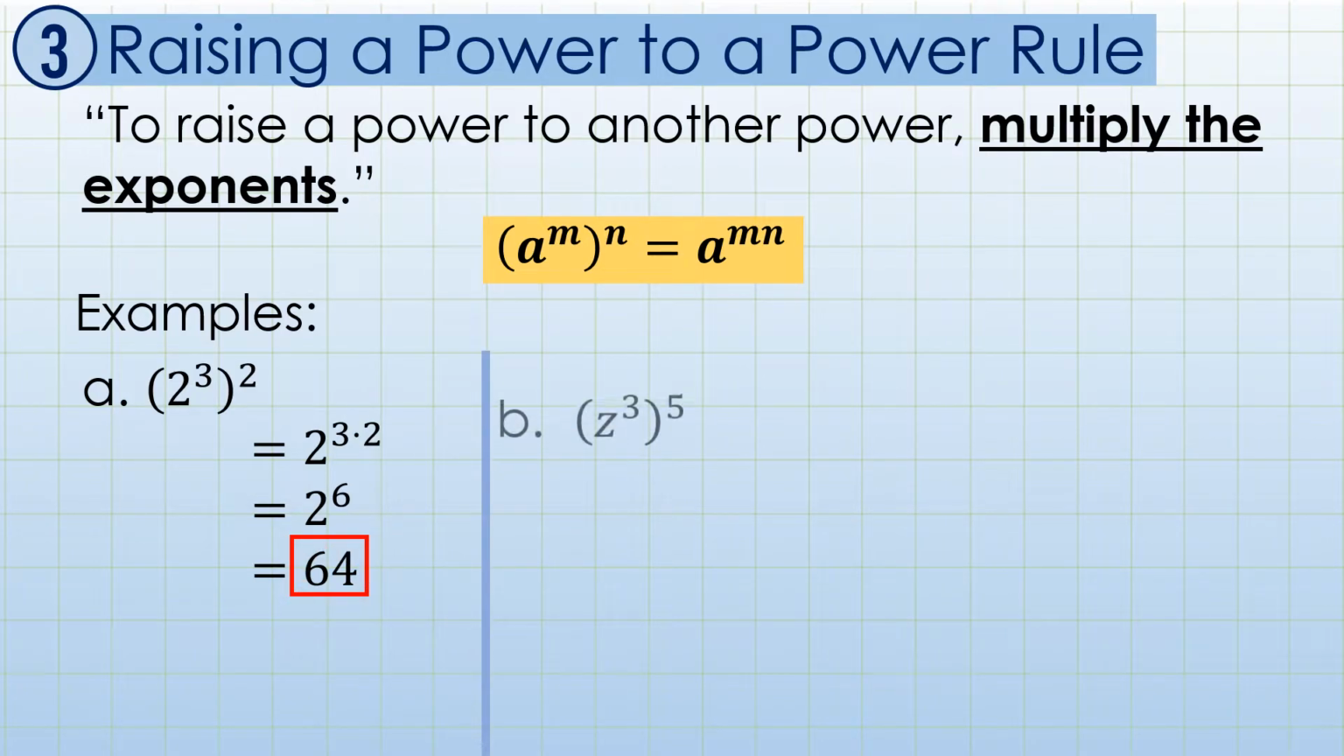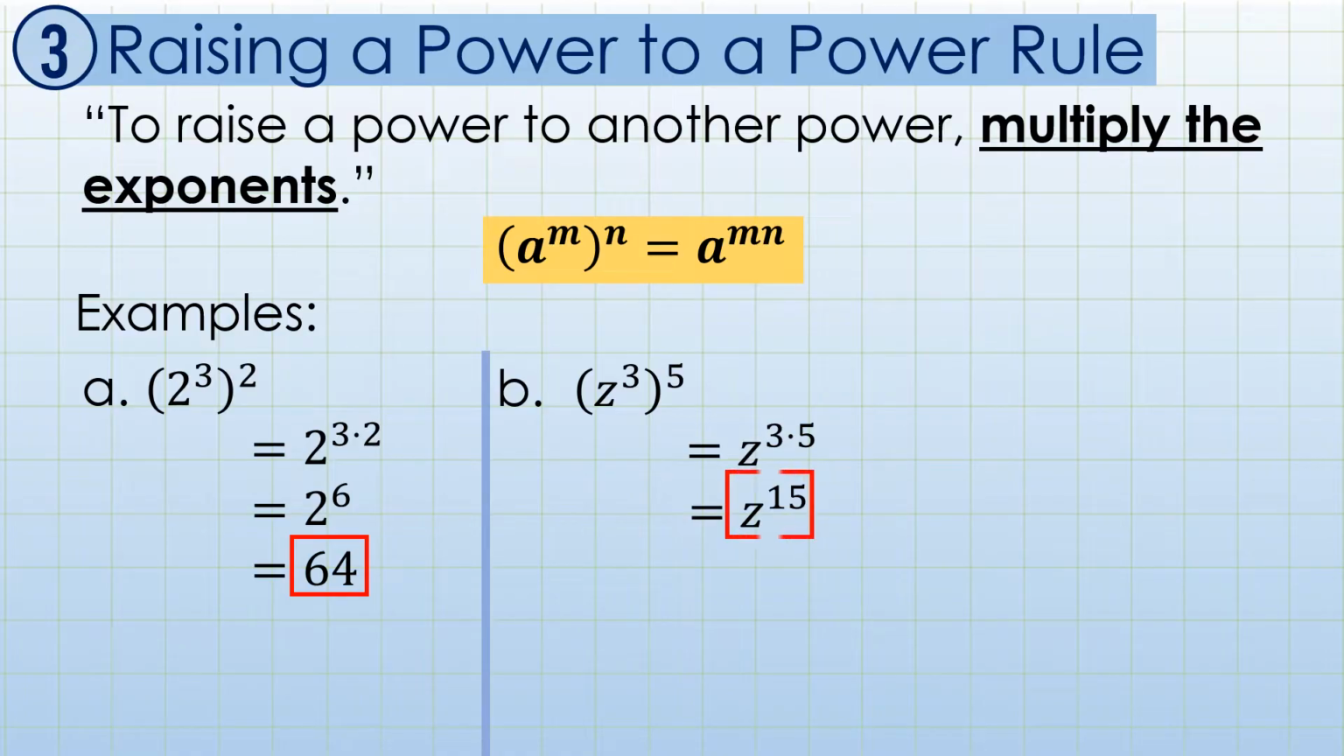Next, B. The quantity z cubed raised to the 5th power. So again, kahit na base mo ay exponent or variable, ganun pa rin, kopyahin mo yung base na z, tapos yung 3 and 5 na exponents sa loob at labas, ipag-multiply mo. So that is z raised to 3 times 5. That is z raised to the 15th power, and yan ang final answer.